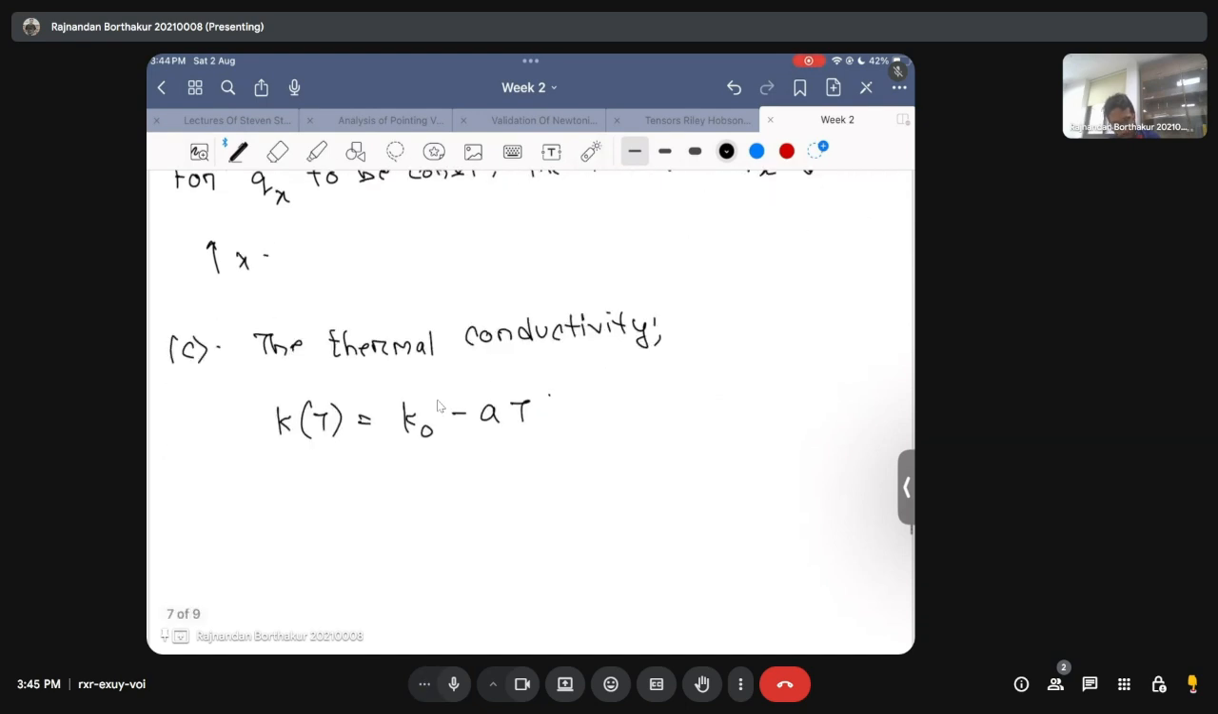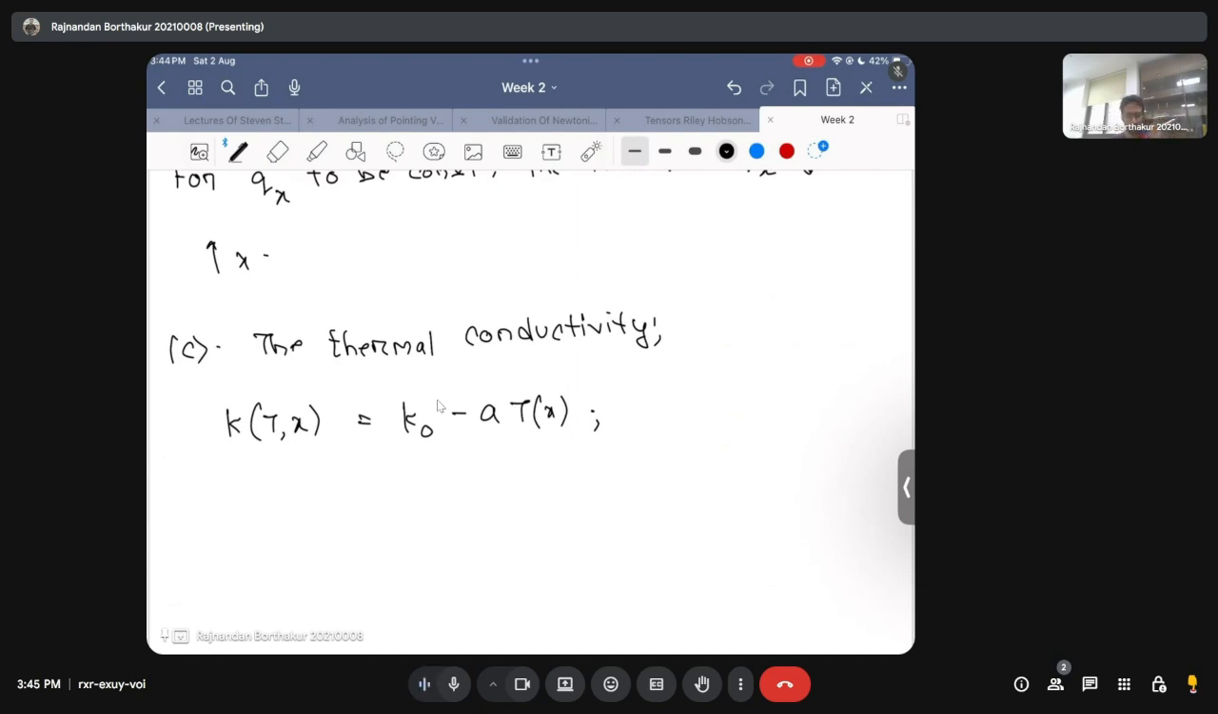Okay, but we know that, so what do we know? We know that this T is essentially a function of x, which means implicitly you can say that your thermal conductivity, which shows dependence on temperature, and because your temperature is also a function of x, your thermal conductivity is also a function of x.